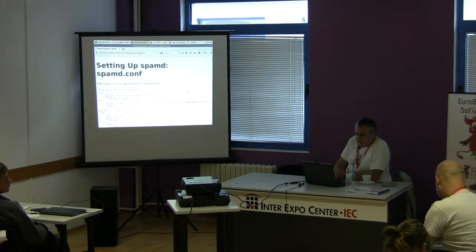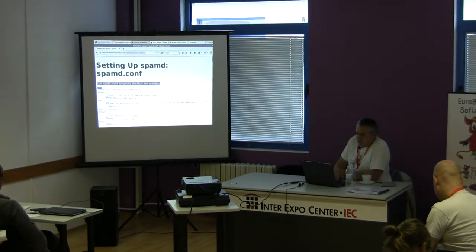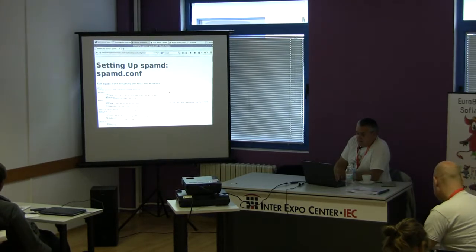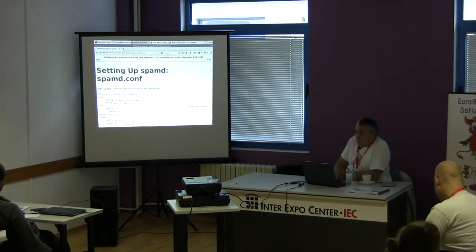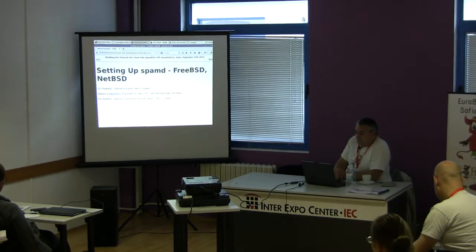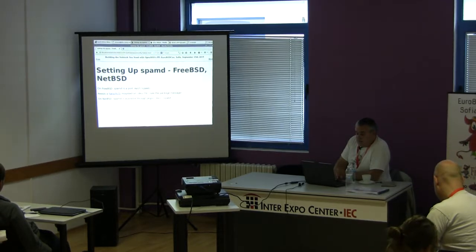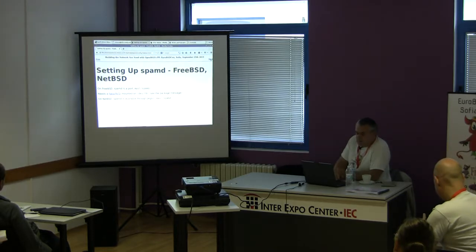For our next trick, these are our blacklists, where you put them in your spamd.conf, a very straightforward format here. On FreeBSD, it is a package you need to install, and you actually need to read a package message and do what it says. It needs a file descriptor file system for some reason.